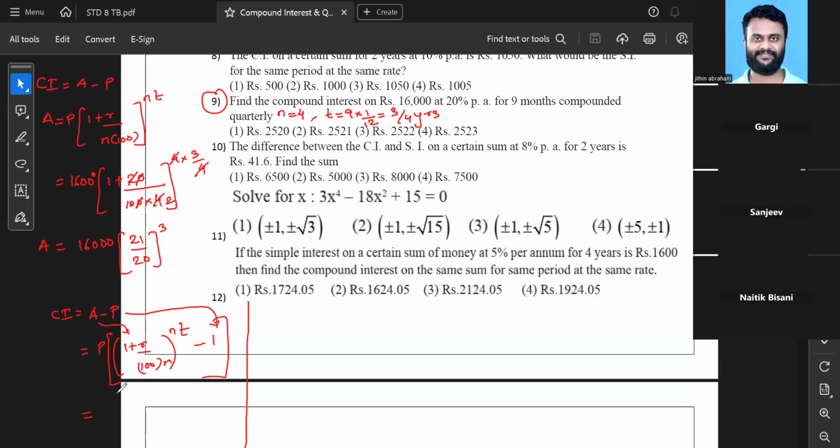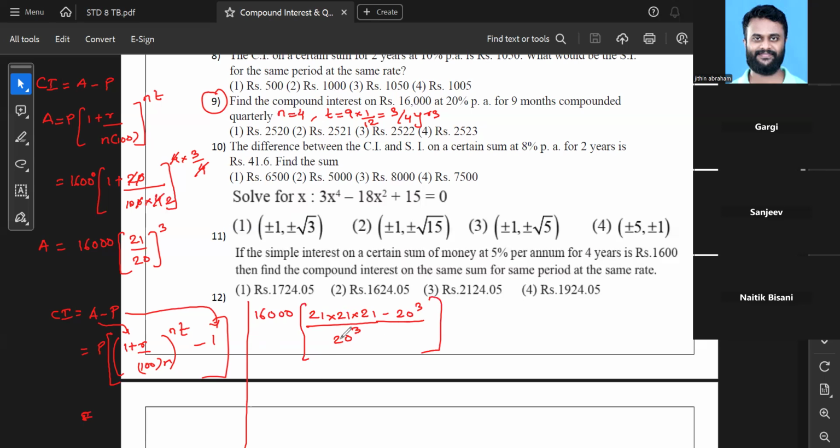So I'm going to directly write the values. That'll be 16,000 outside. Inside the bracket, I'll write 21 upon 20 cubed. So that'll be 21 multiplied by 21 multiplied by 21 divided by 20 cubed, right? So 20 cubed minus 1, so here also I took the LCM, I'll be left with minus 20 cubed whole divided by 20 cubed. Do you understand this? I've taken LCM over here.